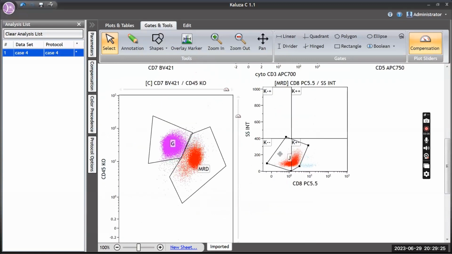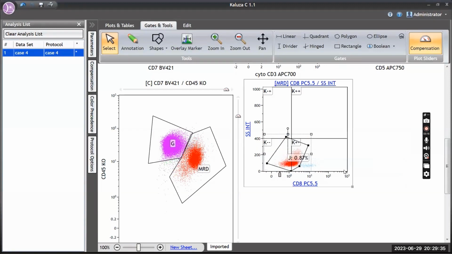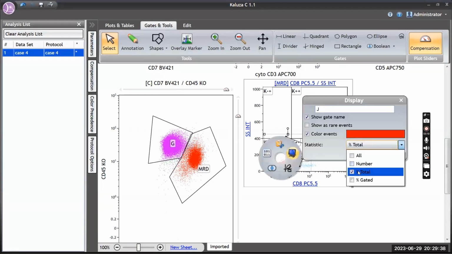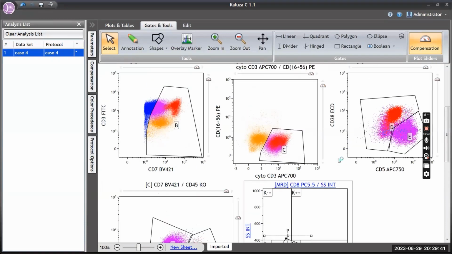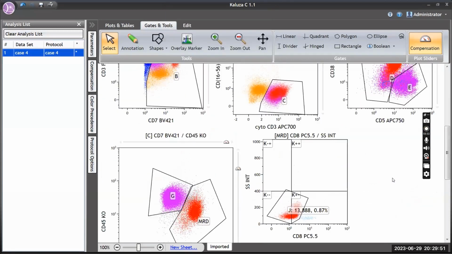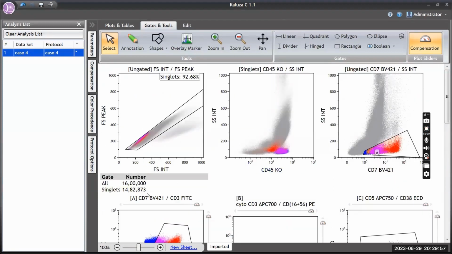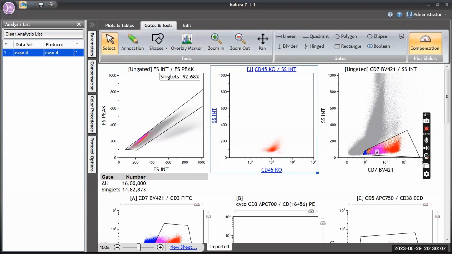And how much is the percentage? I'm using the software, but it is more advisable to calculate from the events. You can calculate with the software, which gives around 0.87%, but I prefer you to calculate manually. Check the number of events there, 13,888, and check the singlet events, which is 1,482,873. So divide 13,888 by 1,482,873 and that will be your MRD percentage. So this is one MRD positive case, a very classic and typical case.